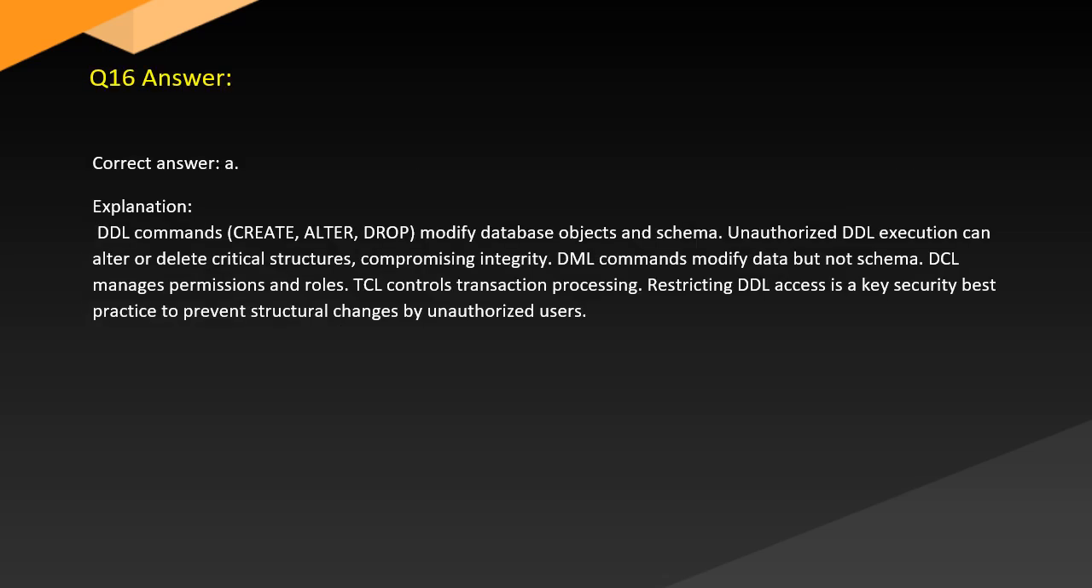Answer. Correct answer: A. Explanation. DDL commands create, alter, drop, and modify database objects and schema. Unauthorized DDL execution can alter or delete critical structures, compromising integrity. DML commands modify data but not schema. DCL manages permissions and roles. TCL controls transaction processing. Restricting DDL access is a key security best practice to prevent structural changes by unauthorized users.